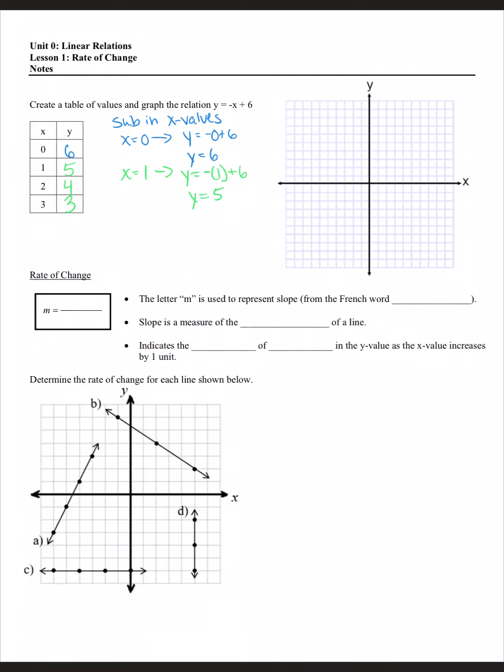For example, for 0, 6, that is an ordered pair that we would write like that. Our next ordered pairs are 1, 5, 2, 4, and 3, 3. We'll first plot those points. For 0, 6, we go over 0 and up 6. Then our next one is over 1, up 5, over 2, up 4, and over 3, up 3. We're going to connect those dots with a straight line. You should always use a ruler or straight edge.